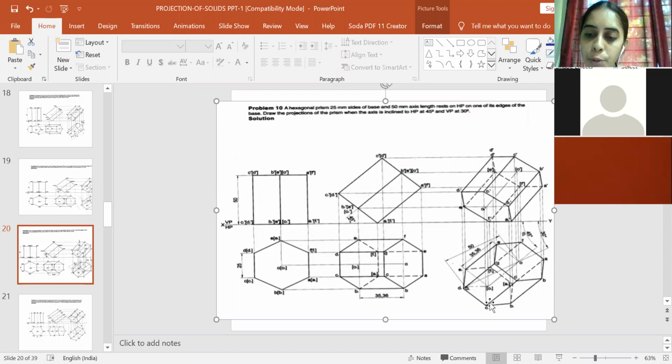So once you take the projection from each corner of the top view, kindly take the projection from each point from the front view also. So C1 dash and D1 dash, B1 dash and E1 dash, A1 dash and F1 dash. So these are just C dash and D dash. This is B dash and E dash, and this is A dash and F dash. So these are the projections of the top and the bottom surface.